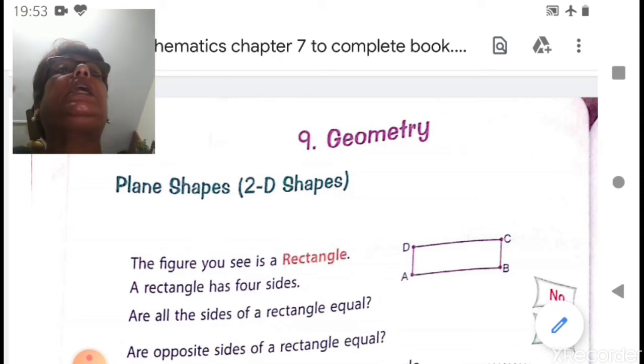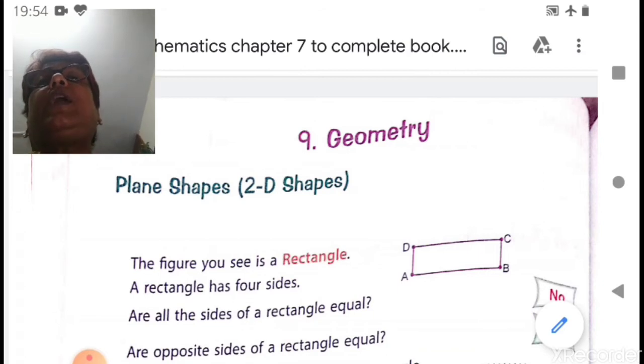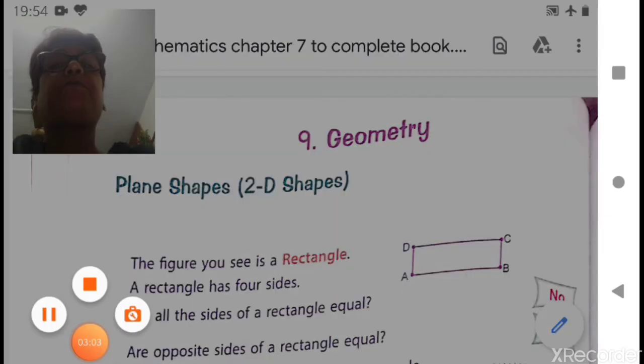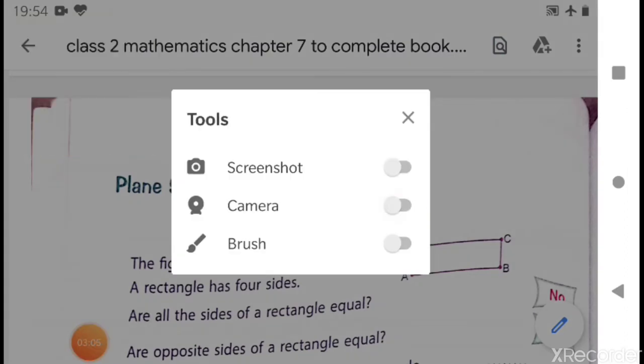Now any shape that can be laid flat on a piece of paper or any mathematical plane is a 2D shape. Okay, when you start making a drawing, you start with basic shapes only, like making a square, making a triangle, making a circle. So you will find these 2D shapes in the world all around you. If you look around, you will find these shapes everywhere.